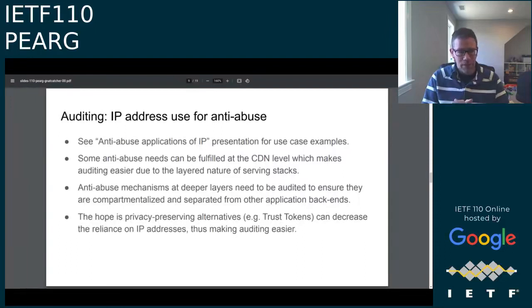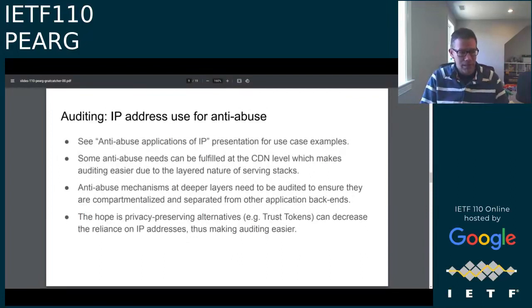So there are cases when IP addresses are used for anti-abuse purposes a little deeper into application backends. But the idea is you could hopefully compartmentalize and separate those from the rest of the application backend so that we can still audit that and say, okay, the IP address is not leaking back in, but it is used in these little parts, but those parts are only outputting abuse signals.